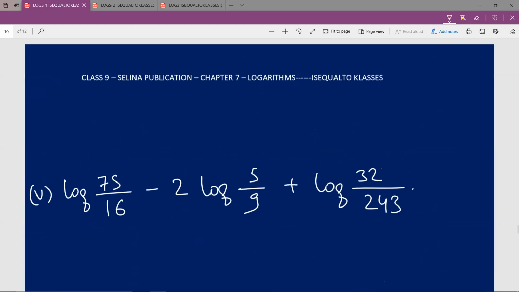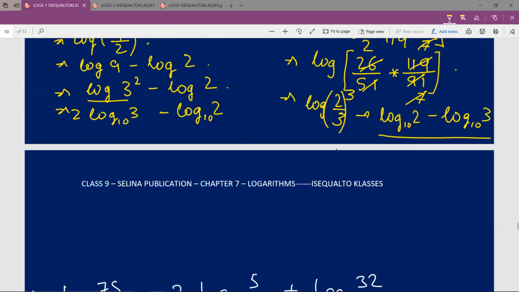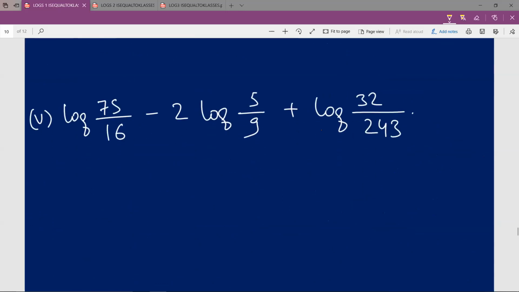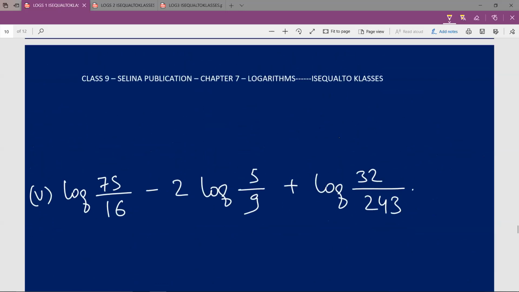We'll move on to the fifth subpart. In the fifth subpart, there is an even greater one, in Hindi we know it as the BAP. So this is the BAP of the fourth sum. So we'll try to solve it, don't worry. Over here, what we'll do is we'll first solve this part.